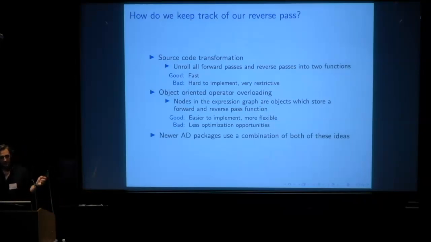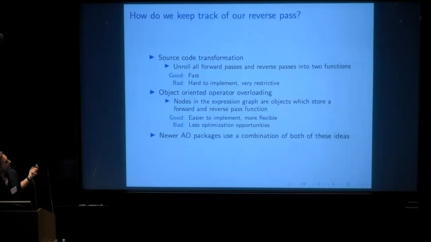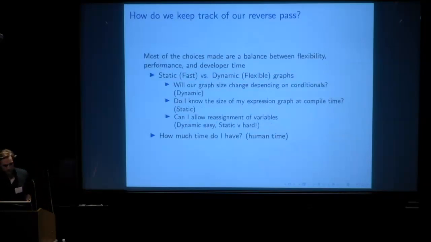And I'll say that most newer AD packages are doing a scheme that combines both of these ideas, where they take the log and sine nodes, and then at runtime they usually run a JIT compiler to combine both of those nodes together into one large node. But most of the choices that we pick here depend on what we, as automatic differentiation software developers, want our package to do.